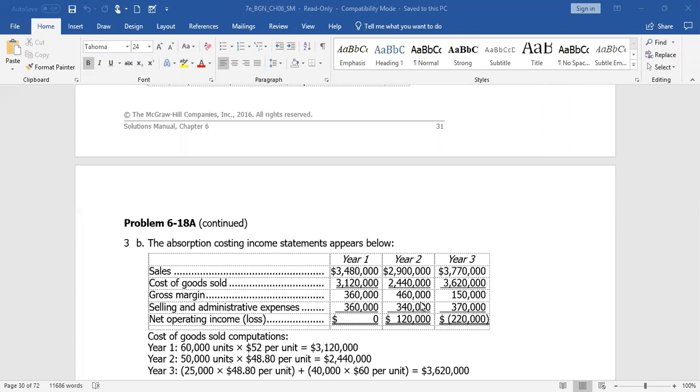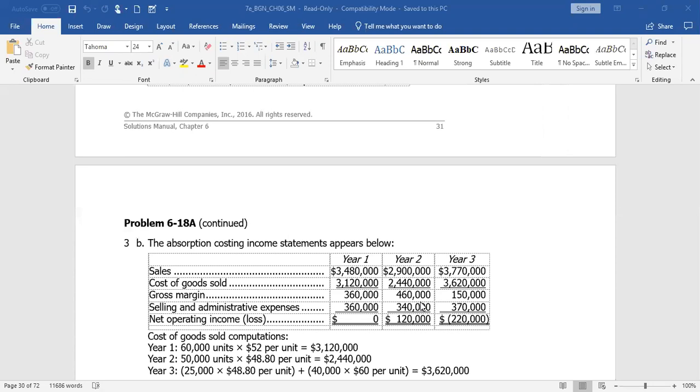If there were items not sold in the prior period, so there's ending inventory, that ending inventory amount, when it is sold in the next year, must be removed or have its cost of goods sold determined by the cost per unit to produce that. So now you could see how we determine the cost of goods sold under each of the scenarios. The gross margin is $360,000 for year one.